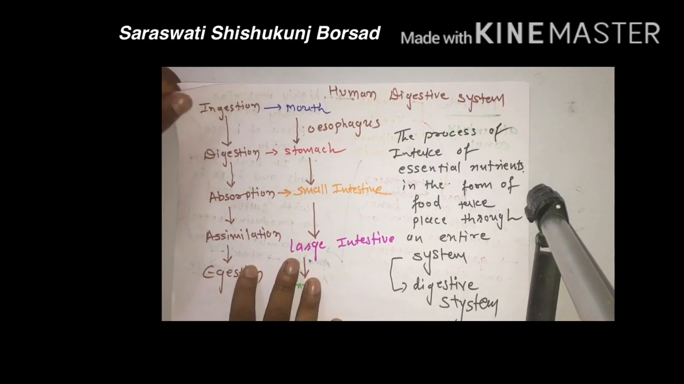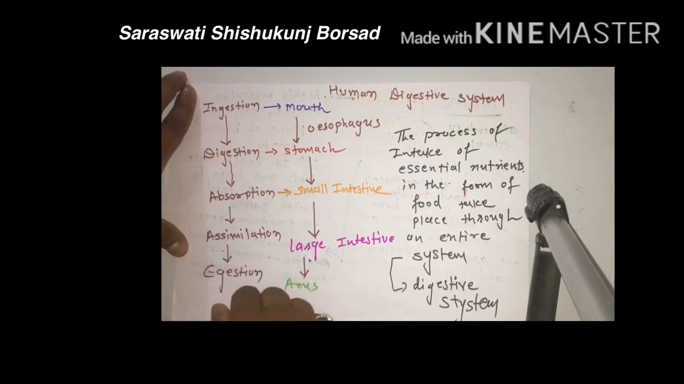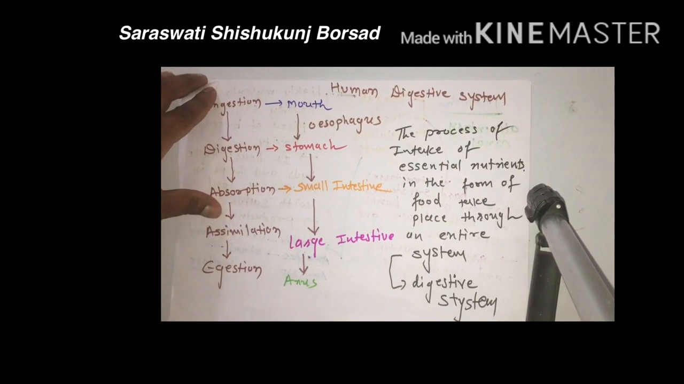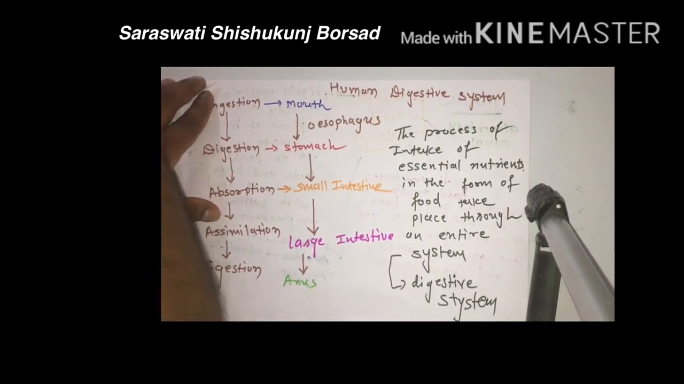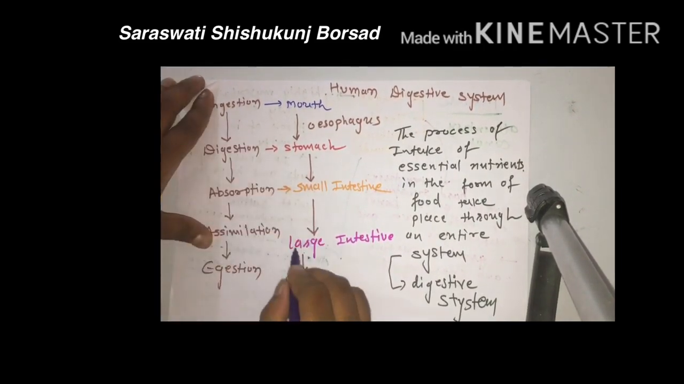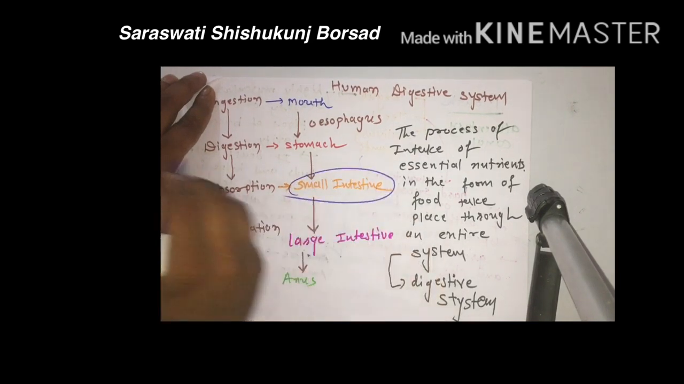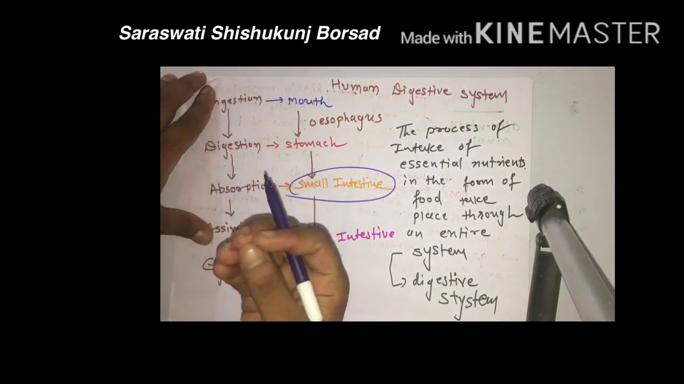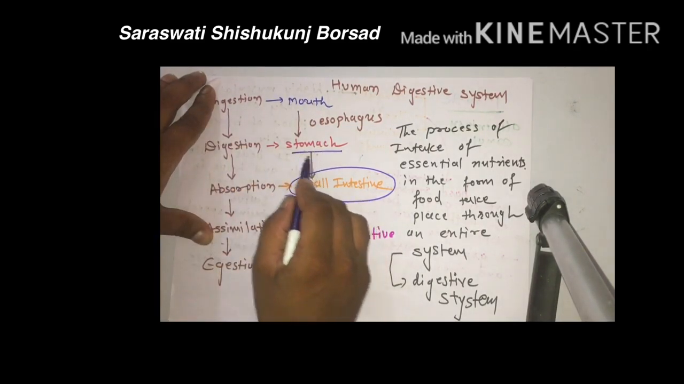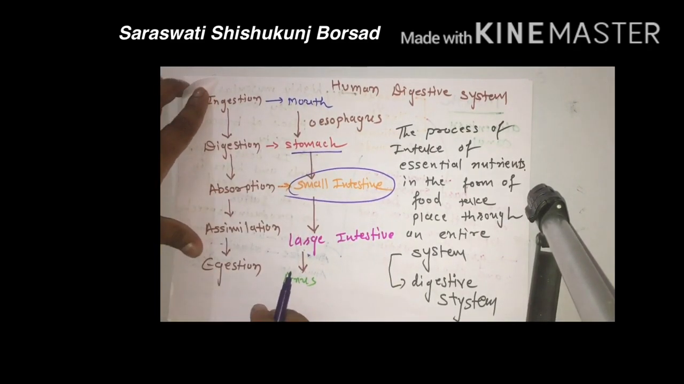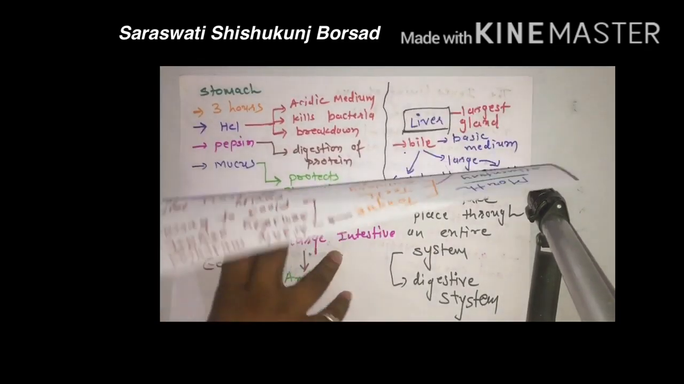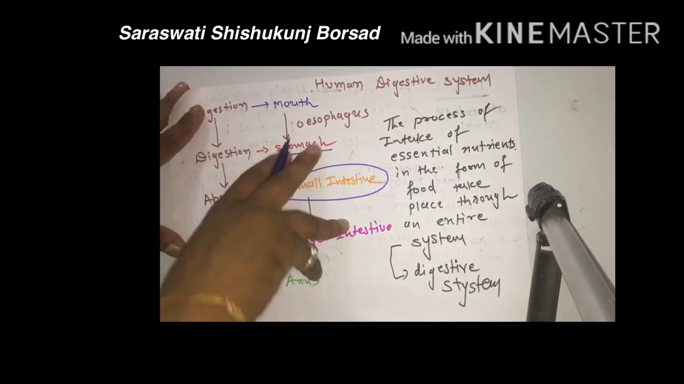In the last lecture, we discussed digestion in human beings. We discussed the mouth, stomach, small intestine, large intestine and anus. Particularly in the small intestine, we discussed absorption. The food which we eat gets digested in the stomach, and those digested nutrients get absorbed in the small intestine by villi.